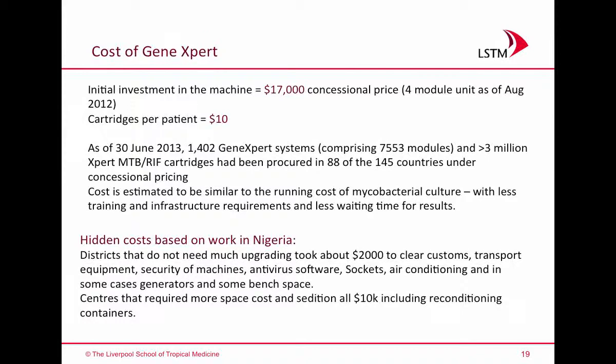And most of that was that in the end they had to buy shipping containers so that they had space that they could put the GeneXpert, the computer, the air conditioning, the backup generator, etc. So there are hidden costs.